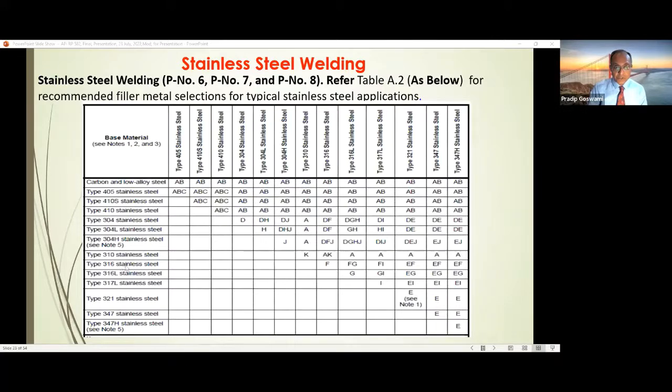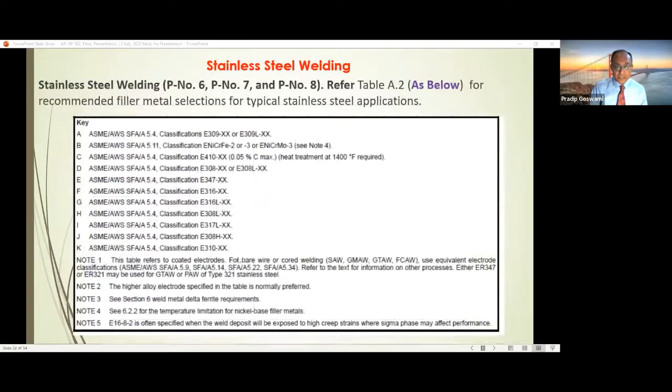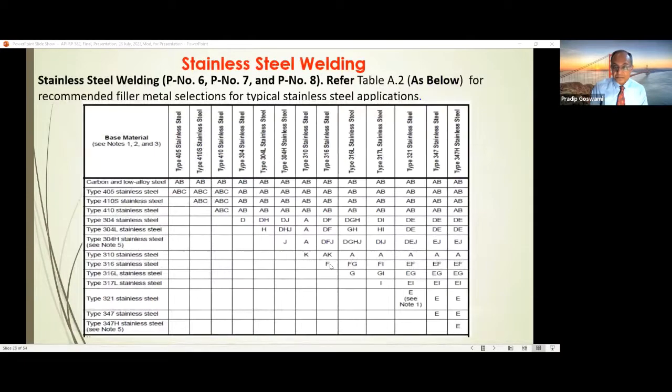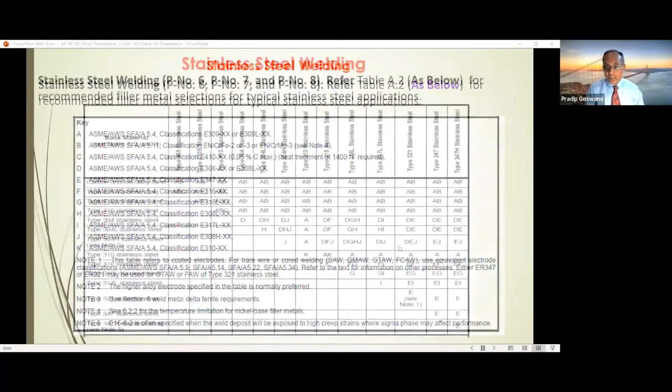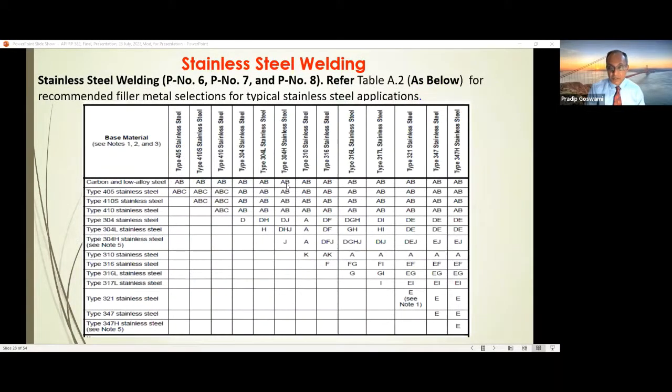Say for an example, if you choose type 316 to type 316, and 316L, 317L, what are the type of welding consumables you can choose? That is provided in this particular table, and you can see here that basically type F, okay? Type F is straight 316. Or if you are welding 316 to 316L, it could be F or G. And you can see here that F is, as I mentioned earlier, type 316. G is type 316L. So that is the way that one can have some idea of what to choose.